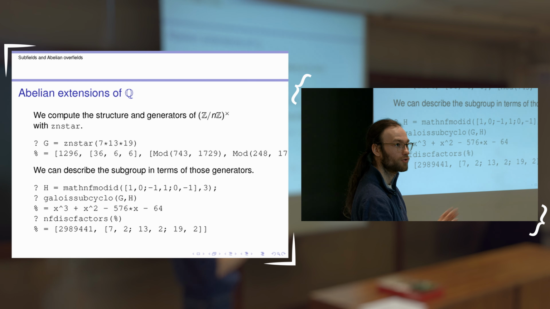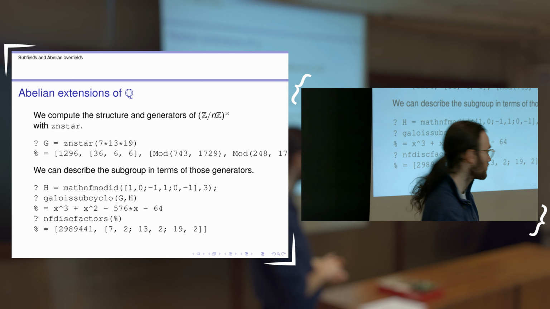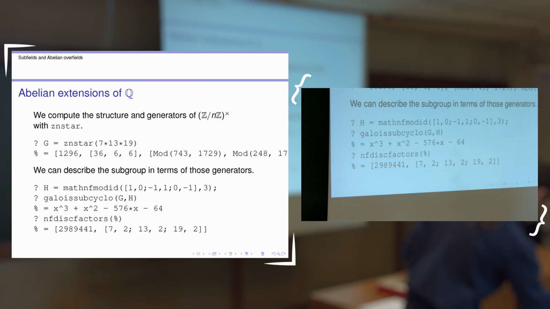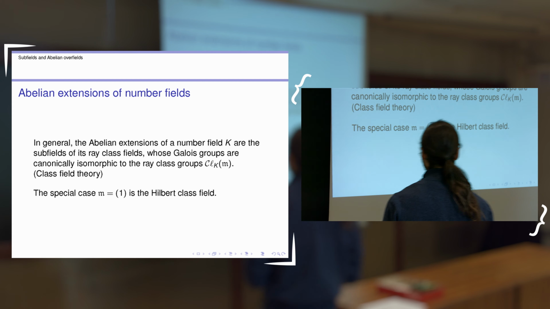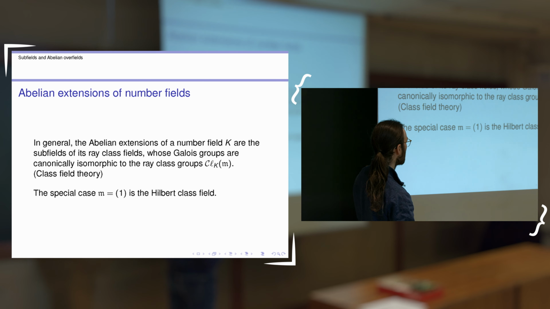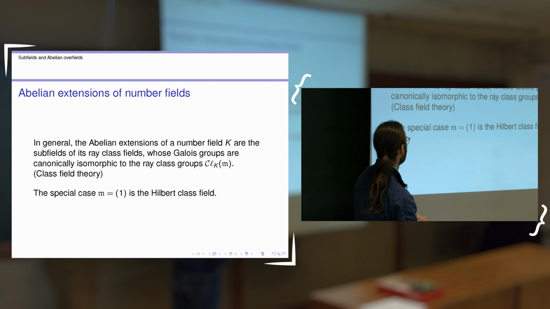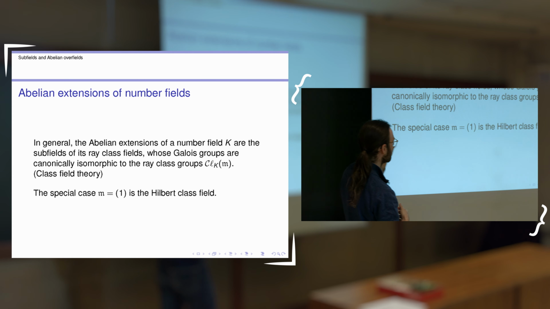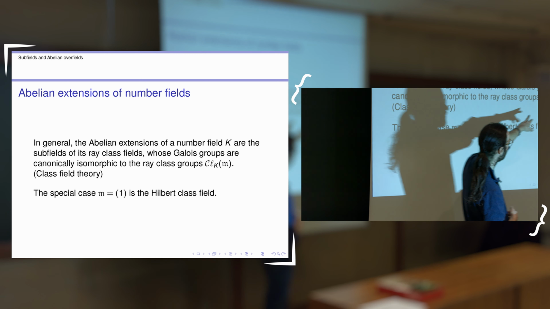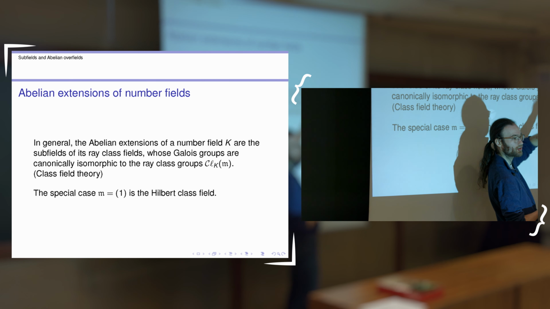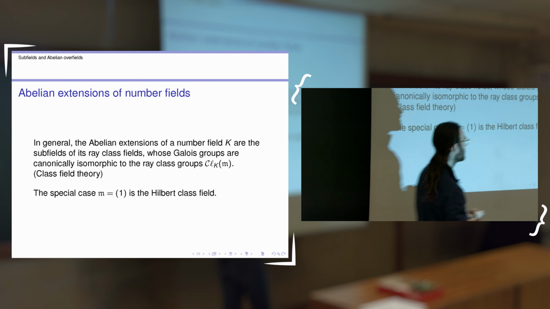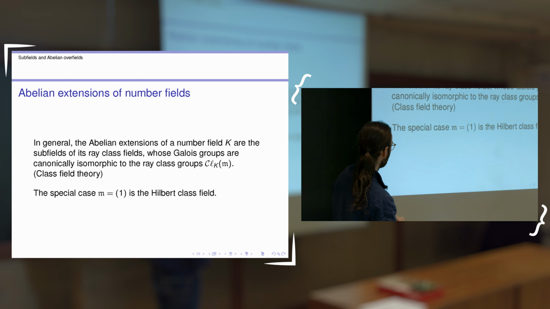Okay, all good with Paul subcyclo and Galois subcyclo. So we're going to do that for more general number fields. Quick reminder: in general, the abelian extensions of a number field are the subfields of its ray class fields. Ray class fields are extensions whose Galois group is canonically isomorphic to the ray class group of some modulus. A modulus is an ideal plus possibly a bunch of real places of the number field.